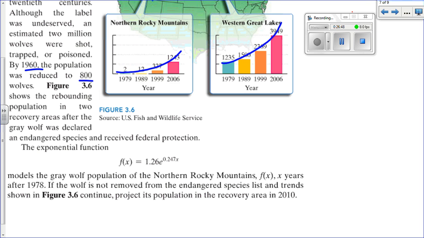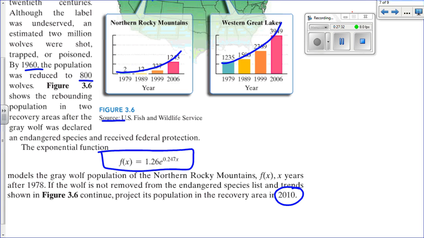Okay, it is a true fact, and here's the source. After the gray wolf was declared to be endangered, the population started growing because people were not able to kill it anymore. So population, as I might have mentioned before, grows exponentially. So here is a function that models the population growth. And what we need to do here is find what the population will be in the year 2010, if the trend continues.